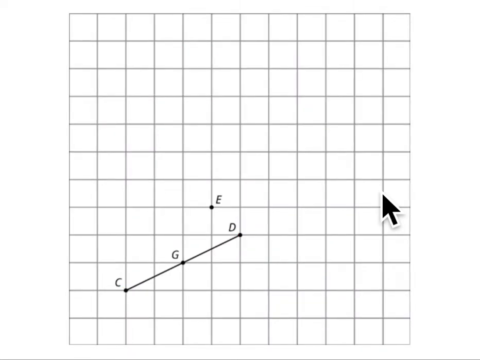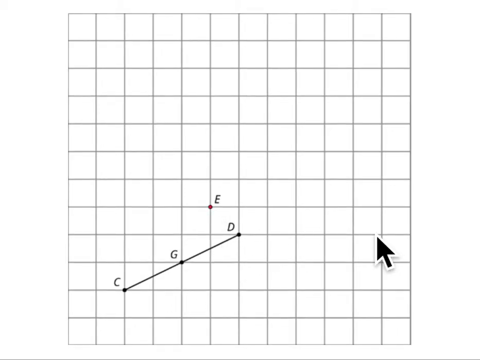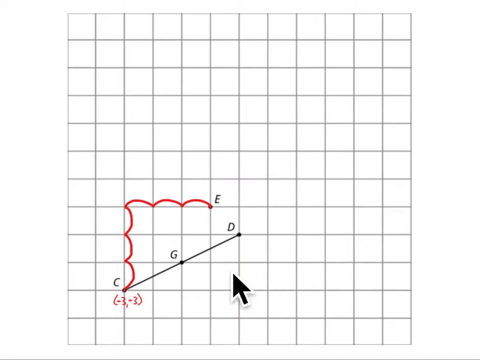All right, so what if the center of rotation is not on the line? That was at the end of a line segment. But what if the center of rotation is E, which is not on this line segment CD? You're going to count from the center of rotation to point C. So this is negative 3, negative 3.